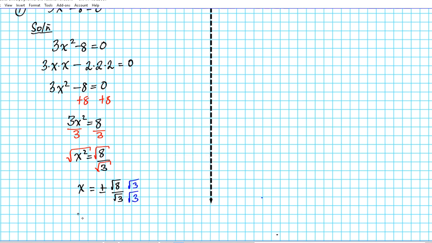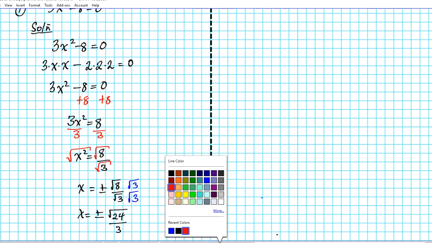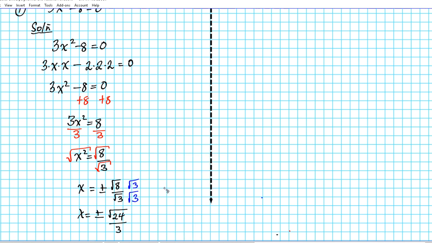Alright, so we're going to have x equals plus or minus. Now the square root of 8 times the square root of 3, what you do here is you multiply the radicands, which gives you the square root of 24. And then in the denominator, if you multiply root 3 and root 3, that's root 9. The square root of 9 is 3. Okay, now let's go ahead and simplify this radical component that we have right here.